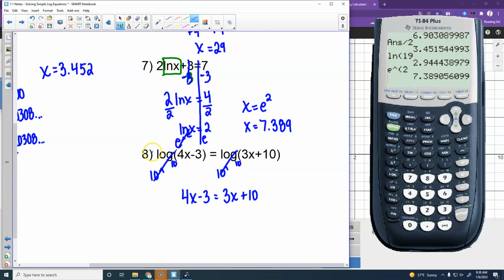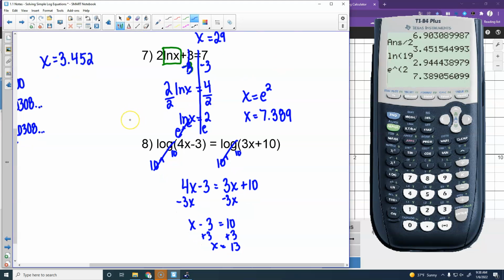So if everything is inside of a logarithm on both sides, you can just drop those logarithms and set the two equal to each other. So now you're at a basic equation. You're just going to subtract that 3x. So x minus 3 equals 10. We could add that 3. So x is going to equal 13. Okay, questions?